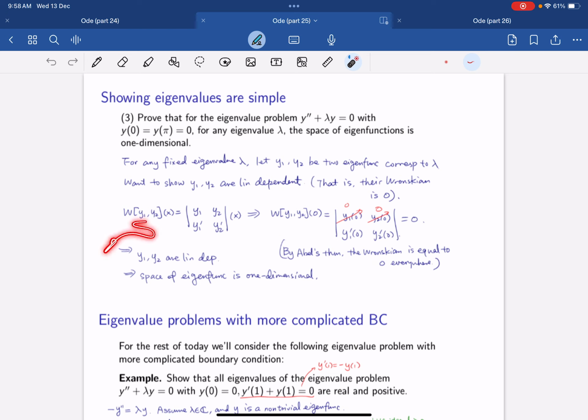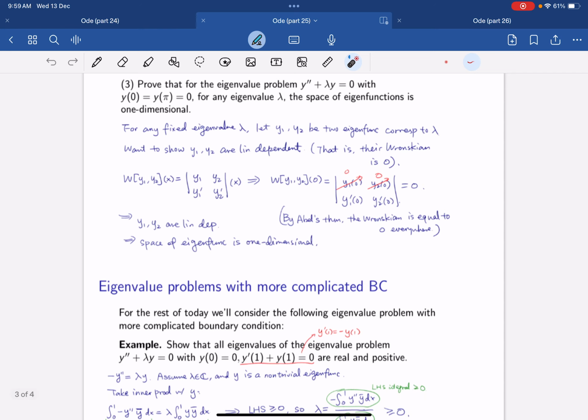To find the Wronskian, you just find the determinant of the matrix here. You already know that when you sub in 0, y1 is 0, so this part cancels out. Then this part you don't know, but it doesn't matter, because once you know this is 0, the product is 0, and that shows that y1 and y2 must be linearly dependent. So the space of the eigenfunction is just one dimensional.